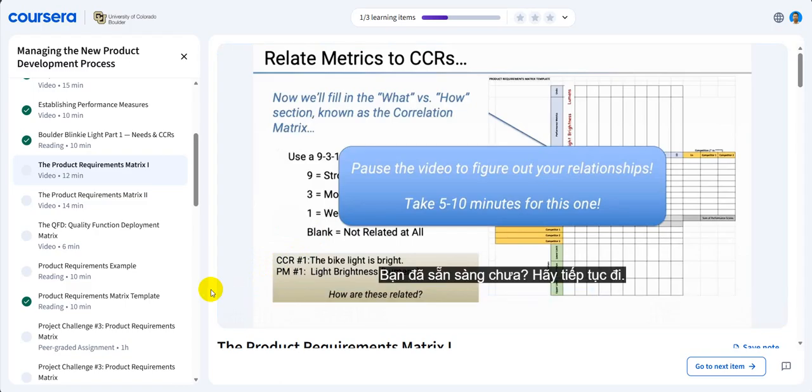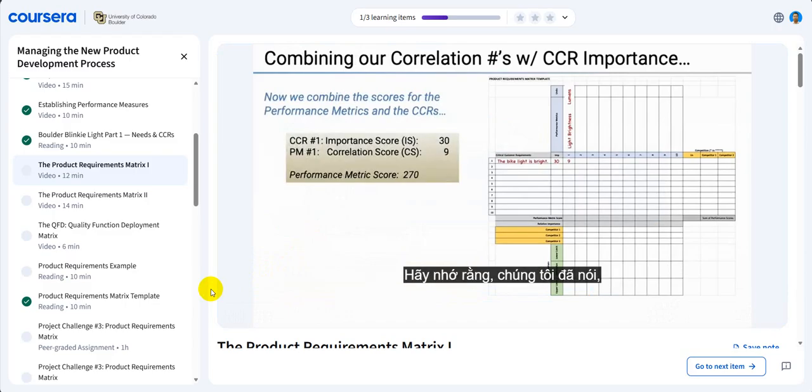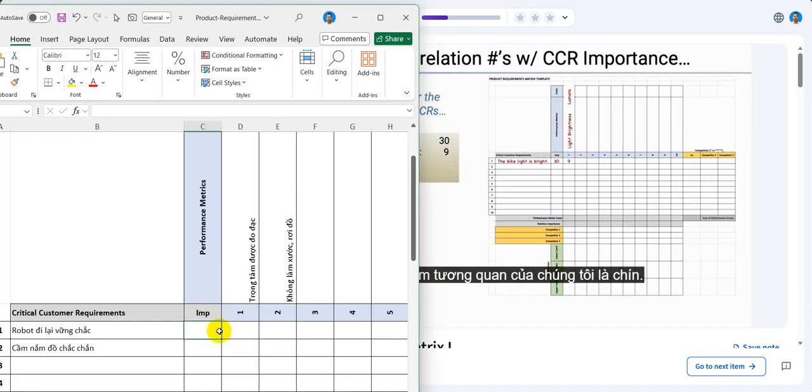Okay, you ready? Let's keep going. Now that we have those correlations all set up, we need to do some math. We combine the scores for the performance metrics and the CCRs in this way. Remember, we said the importance score for CCR number 1 was 30 and our correlation score was 9. What we're going to do is multiply those things together to come up with a performance metric score of 270.